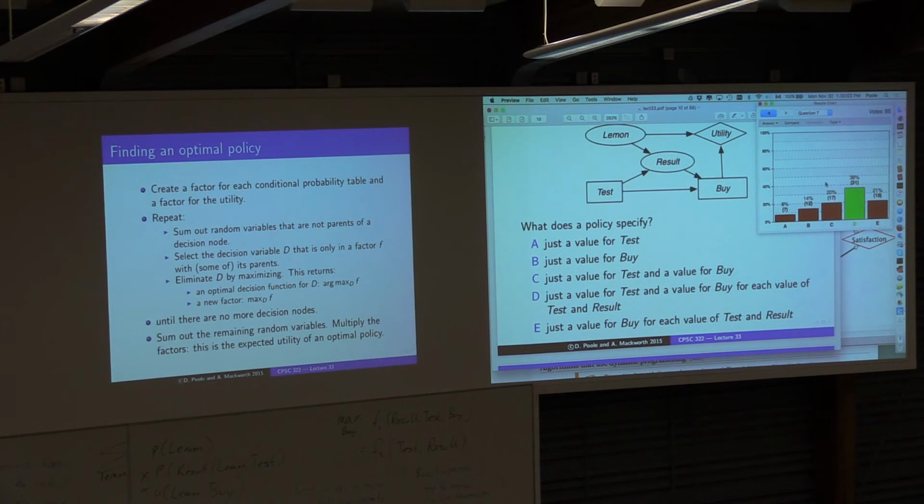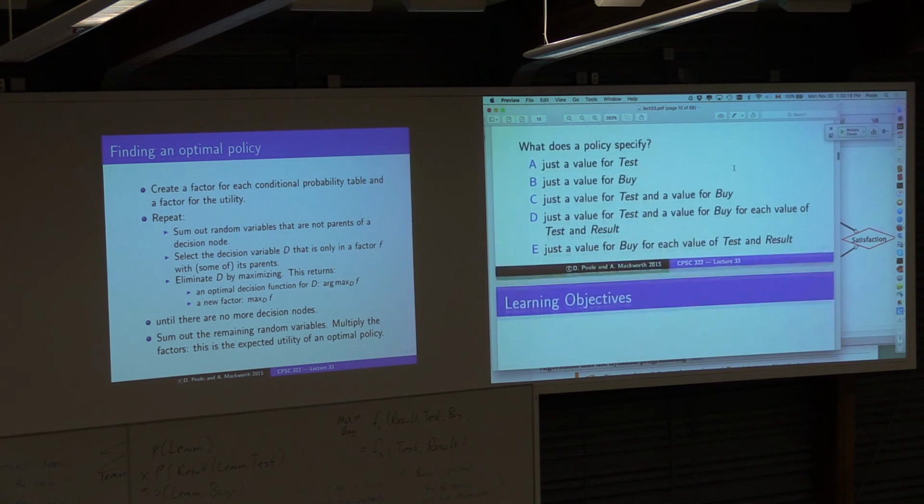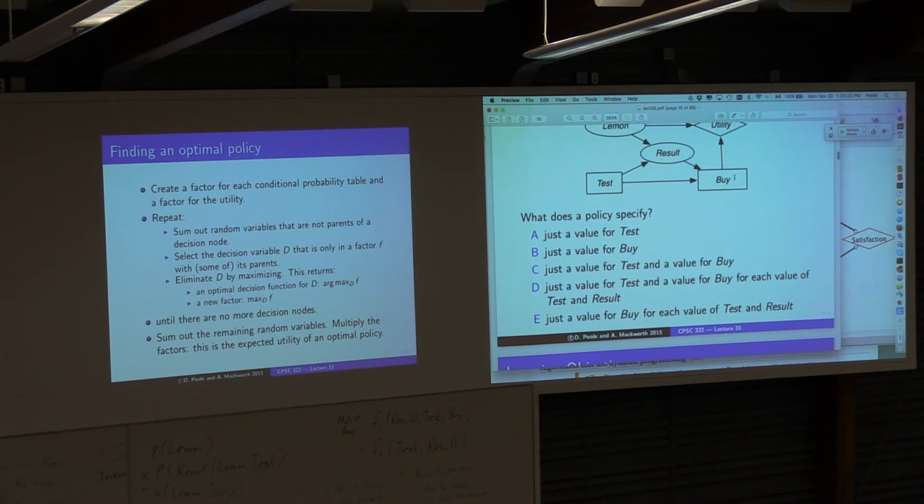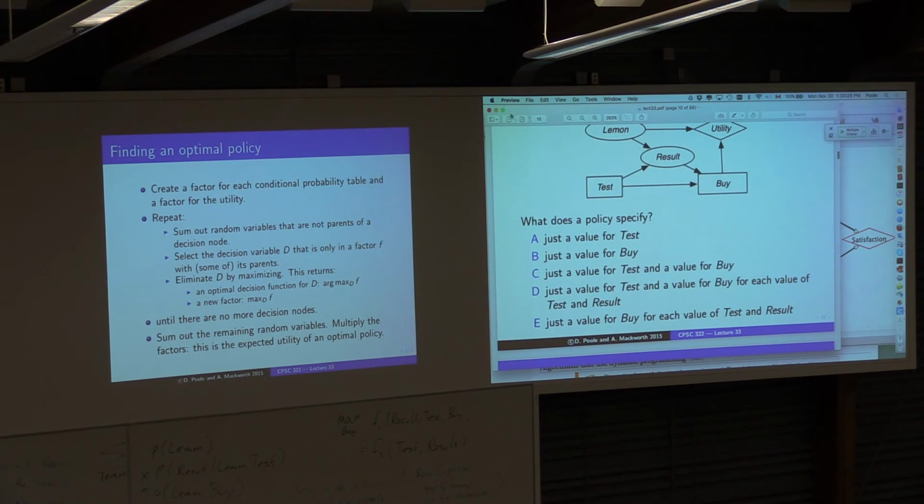Okay, and it's going to specify both whether to test and whether to buy as a function of the result. Okay, any questions about that? All right, good. That was fun. That's how we learn things, by playing and doing and testing what we know.